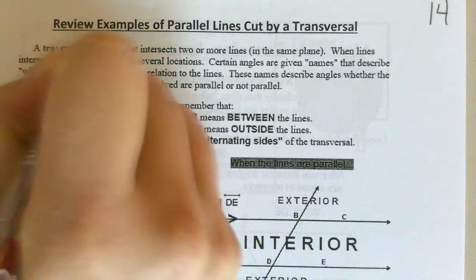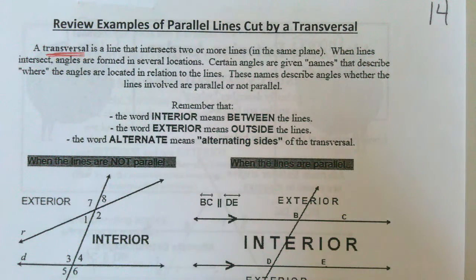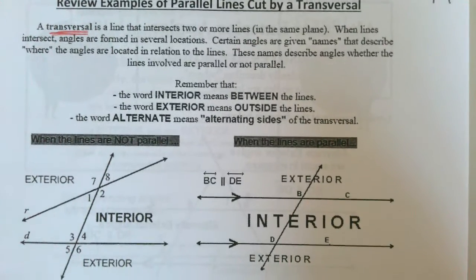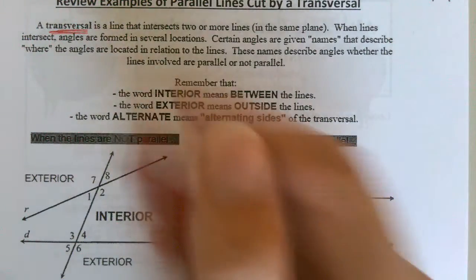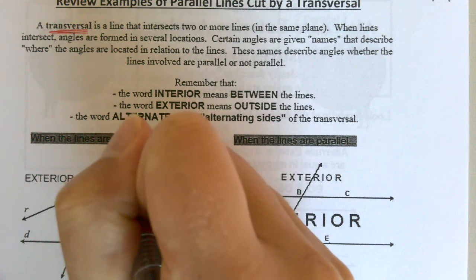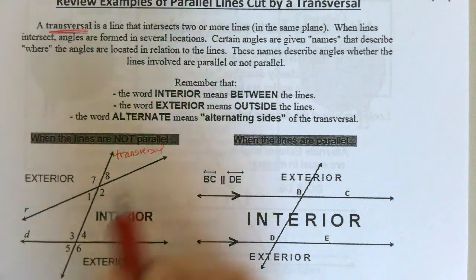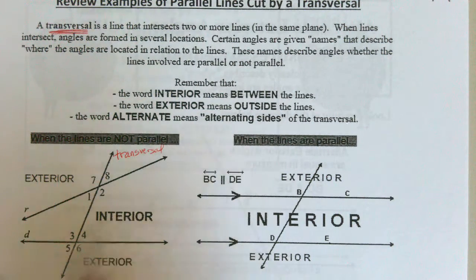So let's underline that. The transversal is a line that's going to go through two other lines. So not all the time are they parallel. So if you look at this right here, this line that cuts through the two other lines, that's considered the transversal. All right, because it's intersecting with these two lines. These two lines aren't parallel.